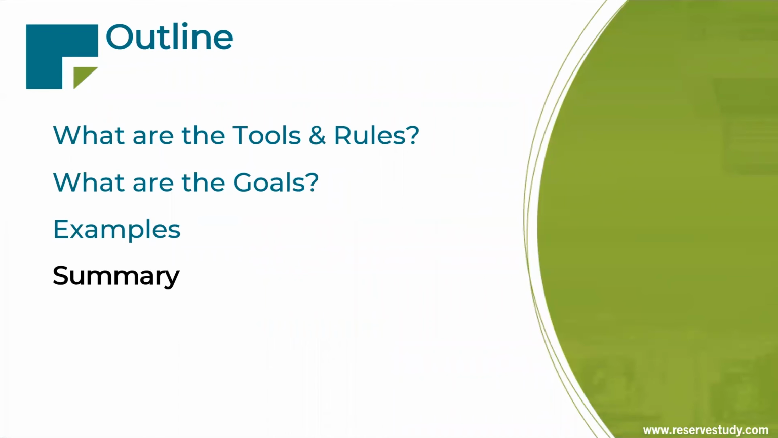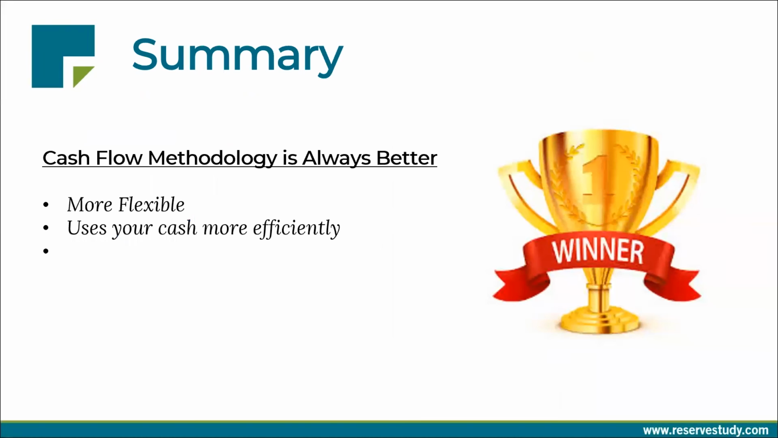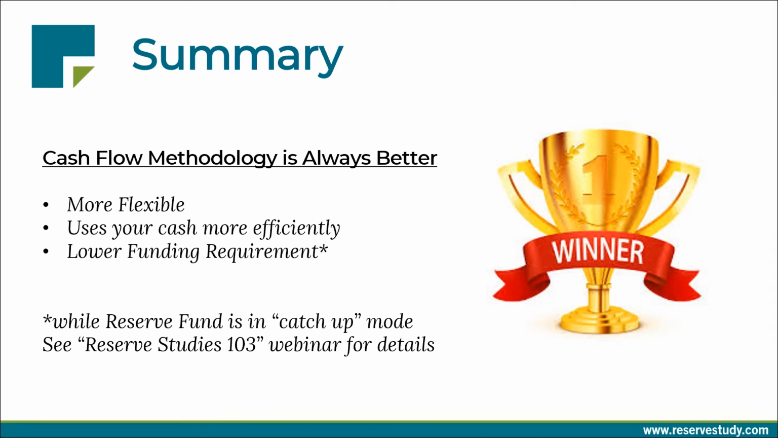Looking at the clock, now it's time to summarize and bring this subject of breaking down reserve funding plans together into some lessons that you can take away. So, some things I want to leave you with. Cash flow methodology is always going to be better. It's more flexible. You saw me working with it there. It uses your cash more efficiently, and for the majority of associations, it's going to result in a lower funding requirement. And that's because when the association is in catch-up mode, you have a little squishy ability to share the cash between components there.